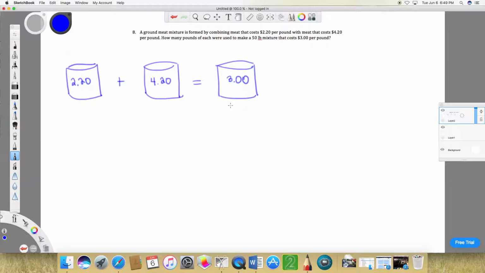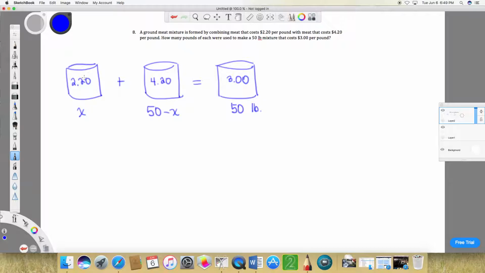We have a final amount of 50 pounds, and it's asking us for the amount of each of the ingredients. We'll just randomly pick one and call it X, and the other one then has to be enough to add up to 50, so it has to be whatever 50 minus X is, because together the two of those add up to a total of 50 pounds.